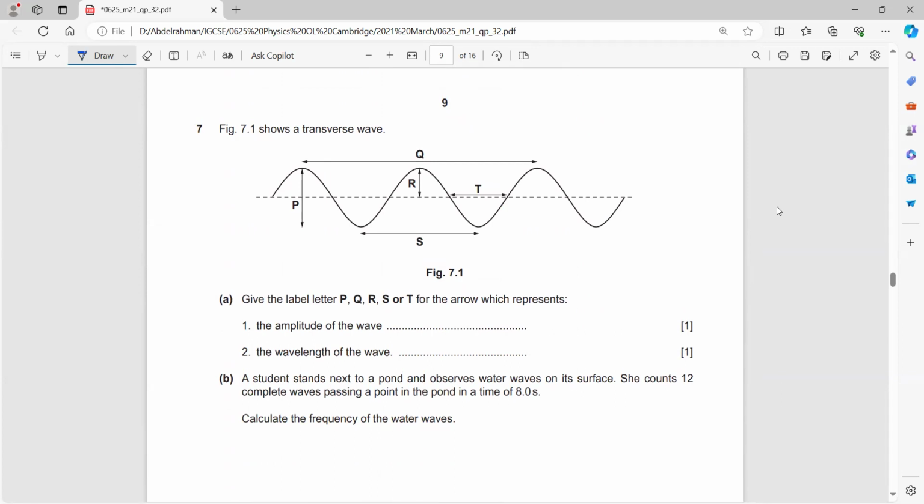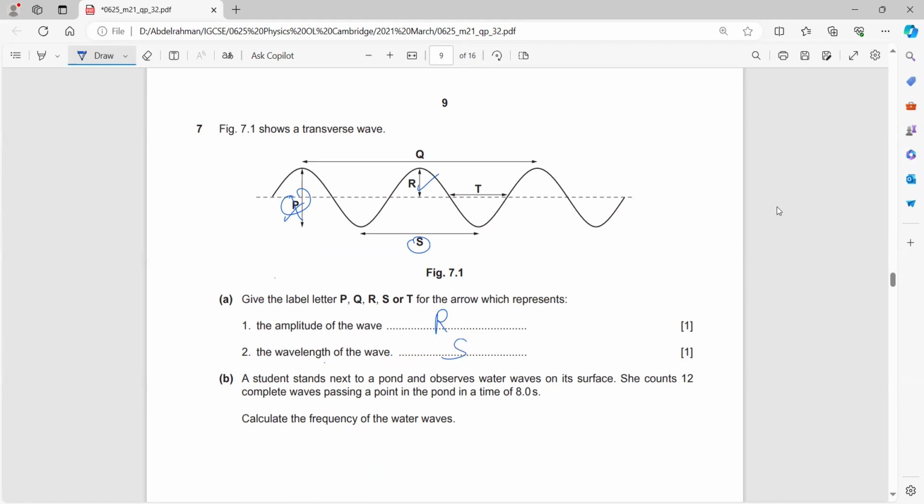Which letter is the amplitude? Not P, it's R. And which is the wavelength? S. Yes.